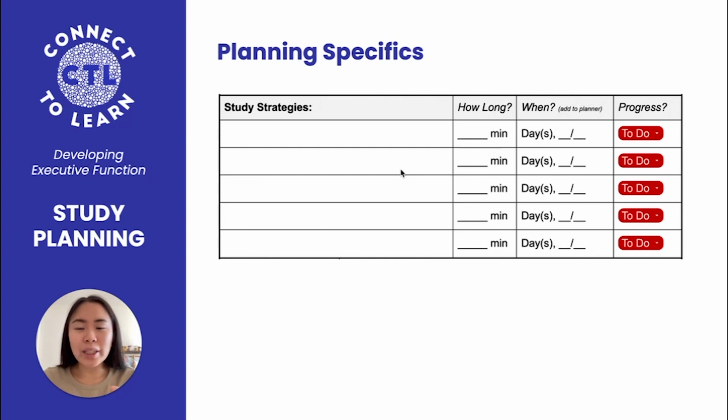So you're building the skill of sequencing tasks. You're finding out what needs to get done and when, and you're putting the puzzle pieces together in order to create a schedule that works for you. The digital version of this document also includes a drop-down menu for you to keep track of your progress, to see which strategies you've already hit and which ones you might need to focus on more.